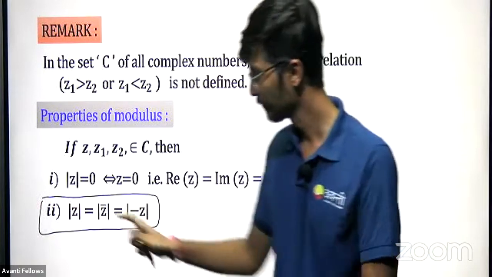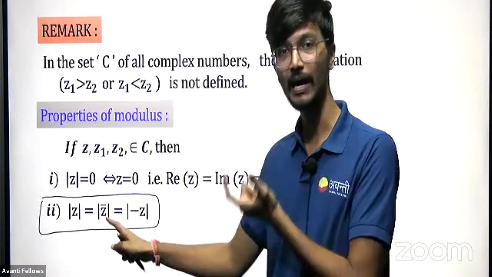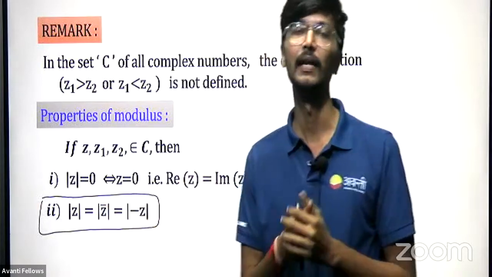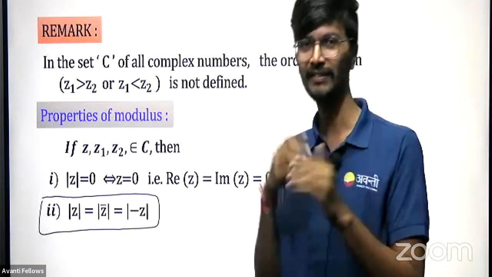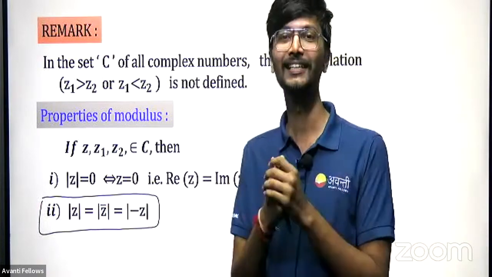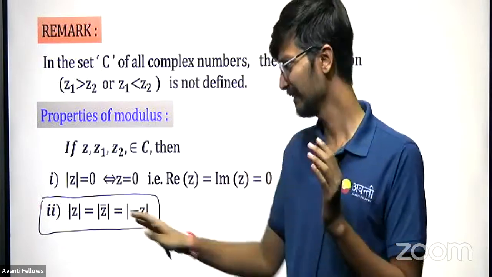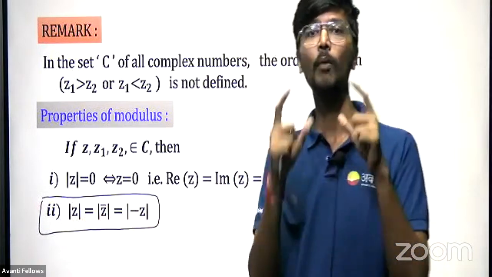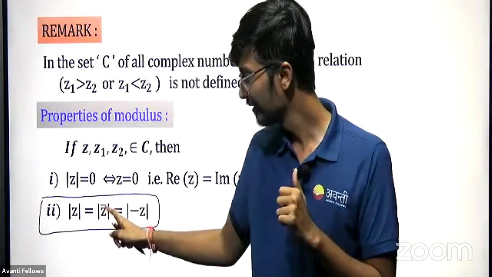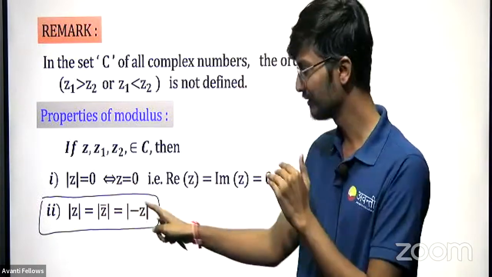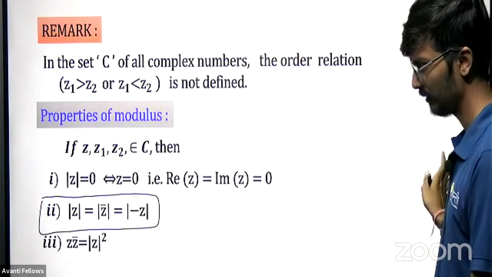What does this say? The modulus of z is equal to modulus of z bar is equal to modulus of minus z. I hope you know that modulus means length. We'll see in the coming diagram, but you have already studied. We are focusing mainly on numericals, that's why I just wanted to clear this property. Modulus means length, and length does not change when we use conjugate or when we use negative sign. Got it? And last one.